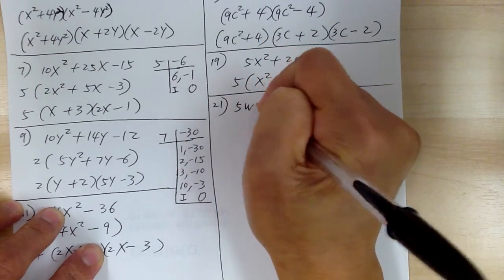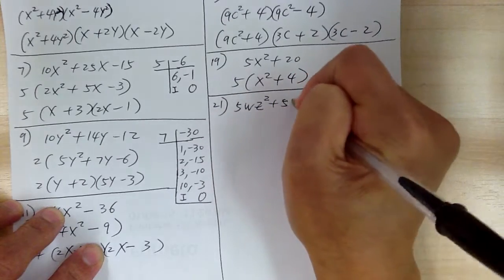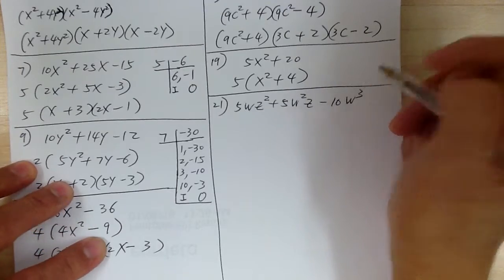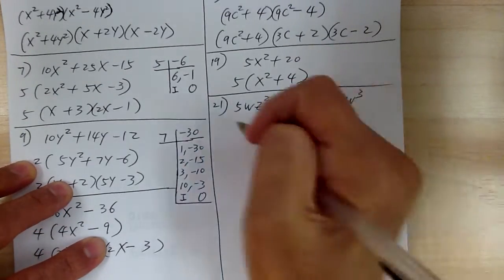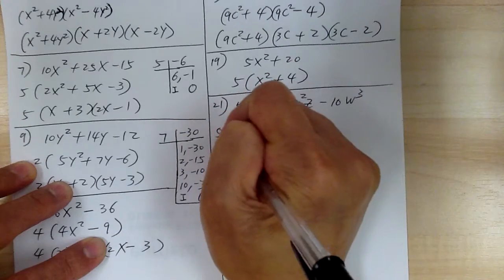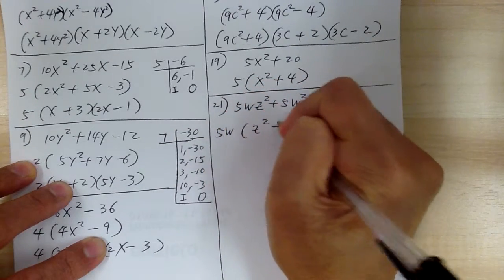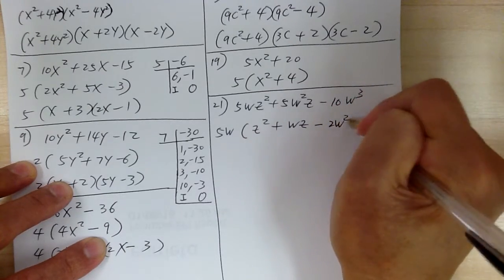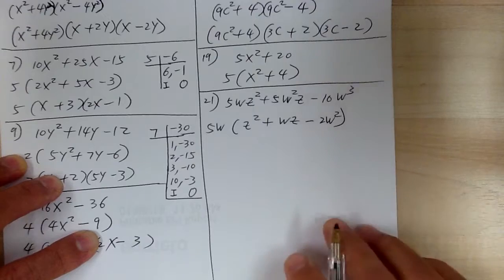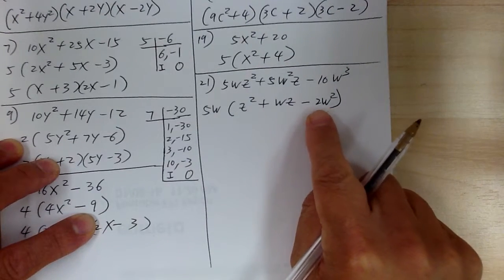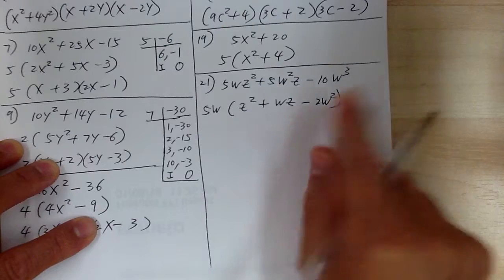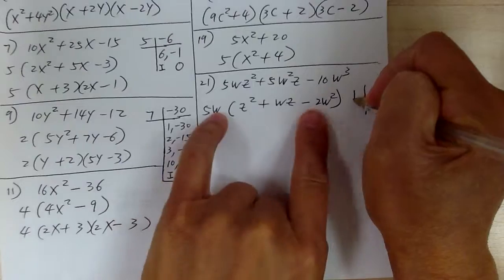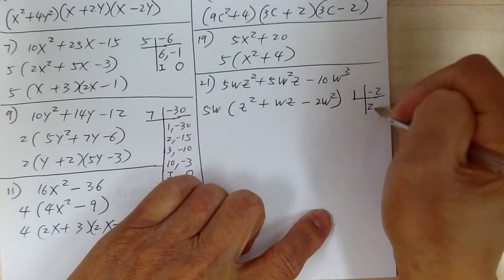Got 5wz squared plus 5w squared z minus 10w cubed. So step 1, common factor. I'm going to factor out the 5w. So I get z squared plus wz minus 2w squared. Then step 2, perfect square. This is not a perfect square, so you go to step 4, master product. So I get 1 and negative 2. So I need to get 2, negative 1.